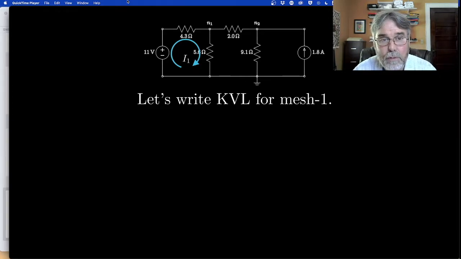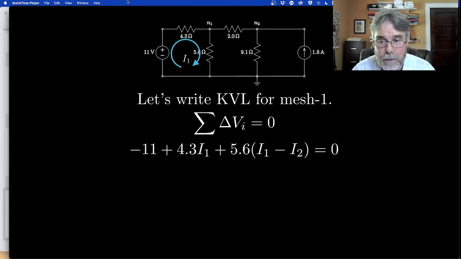Let's write out Kirchhoff's voltage law for this mesh. That's that the sum of the voltage drops around the loop is zero. So let's go through this a step at a time. First, we're going to go into the fixed voltage supply. That's negative 11 volts. It's a negative because we go into the negative terminal. Then we're going to go through the 4.3 ohm resistor in the direction of the current. So that means we're going to go in through the plus. And then we're going to go through the 5.6 ohm.